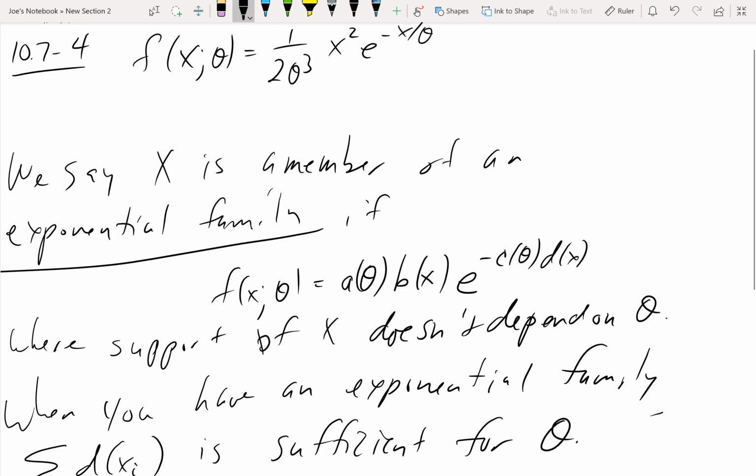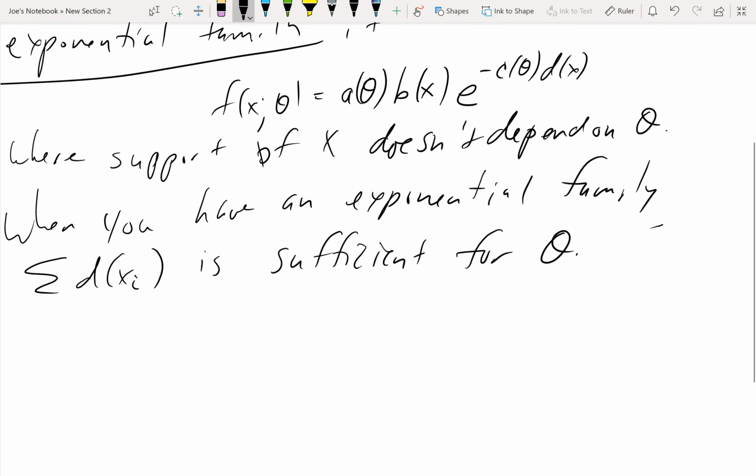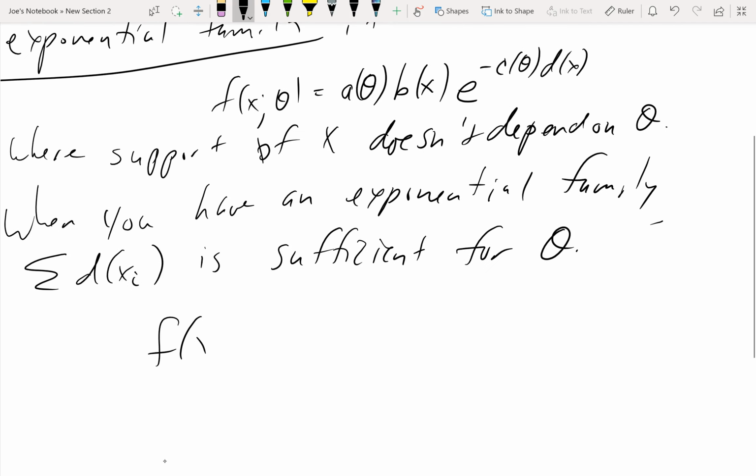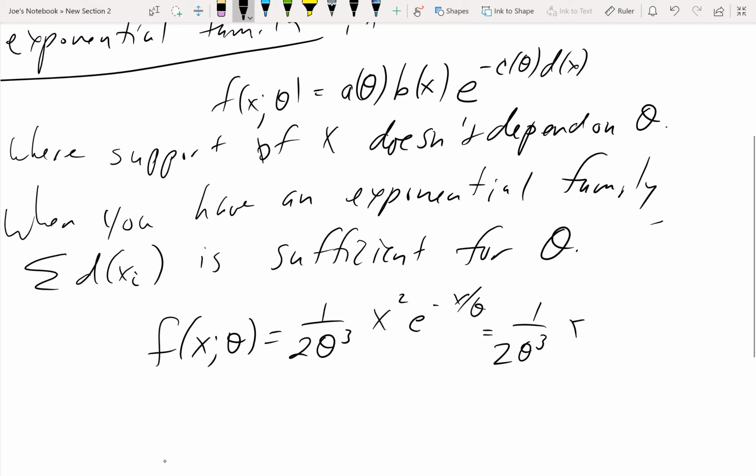So notice in the example that we have here, I'll rewrite it down below this. We had 1 over 2 theta cubed times x squared times e to the minus x over theta. Well, I can rewrite this exponent quickly as e to the minus 1 over theta times x, right?